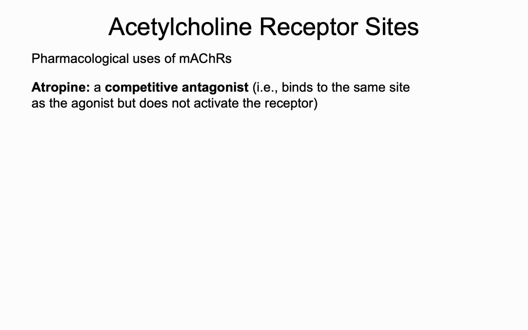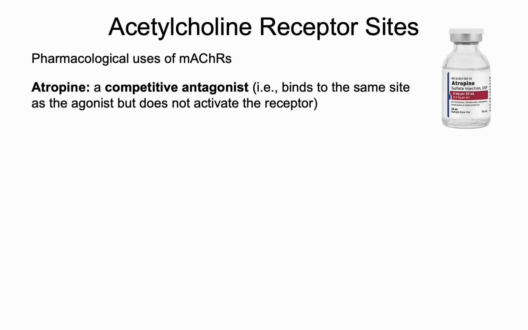So as long as atropine is bound to it, acetylcholine or no other cholinergic compound could bind to the receptor. And so basically that receptor can't be used. It's inactivated as long as atropine is bound to it. Agonist would be anything that would activate the receptor. Antagonist is anything that does not activate it when it is bound.